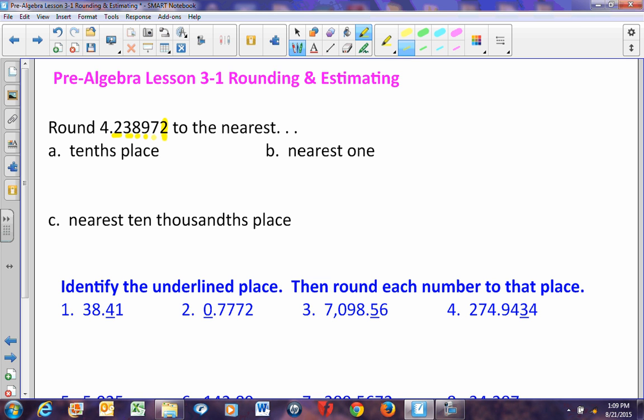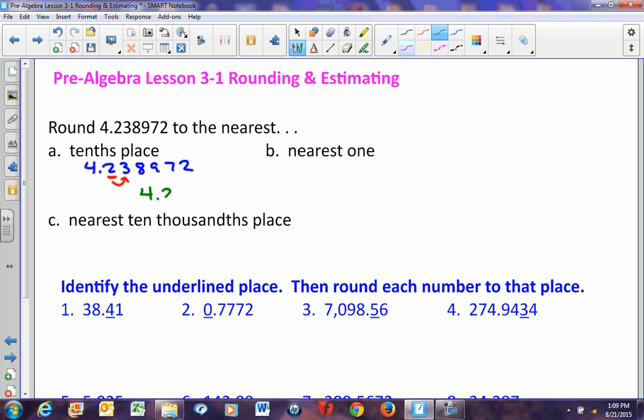All right, first thing we're going to do here is round it to the nearest tenths place. So I'm just going to rewrite the number, 4.238972, so I can underline my tenths place. My tenths place is right here. So I'm going to look at the digit to the right of the tenths place. It is not a 5 or greater. Therefore, I'm going to leave the 2 alone, and everything after that becomes a 0.